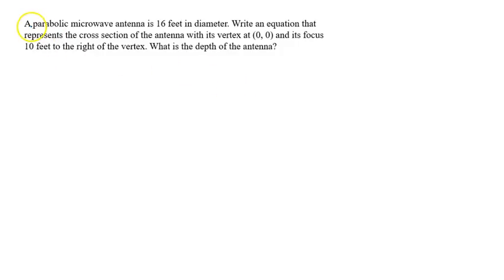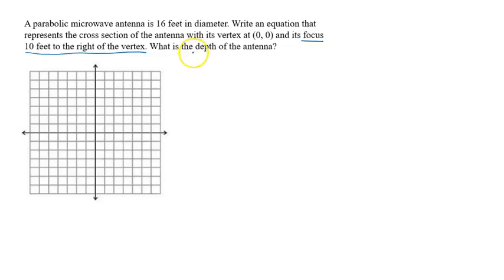All right, so here's our next one. A parabolic microwave antenna is 16 feet in diameter. Write an equation that represents the cross-section of the antenna with the vertex at the origin, and the focus is 10 feet to the right of the vertex. And then find the depth of the antenna. Well, I always have to see things. So our vertex is at the origin, and the focus is 10 feet to the right. So 1, 2, 3, 4, 5, 6, 7, 8, 9, 10. Uh-oh, I went too far. I'm going to count each of these as 2. So 2, 4, 6, 8, 10. So this is 10, 0.